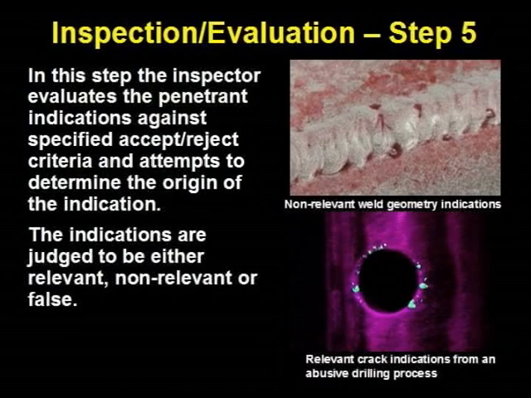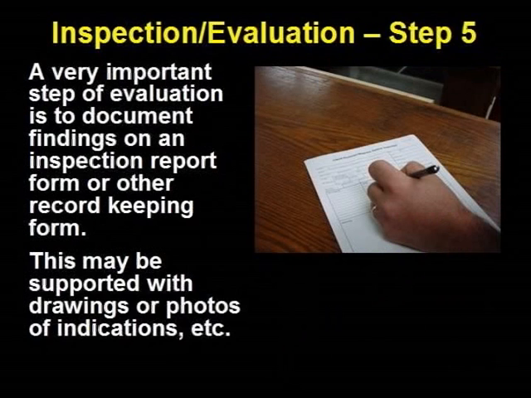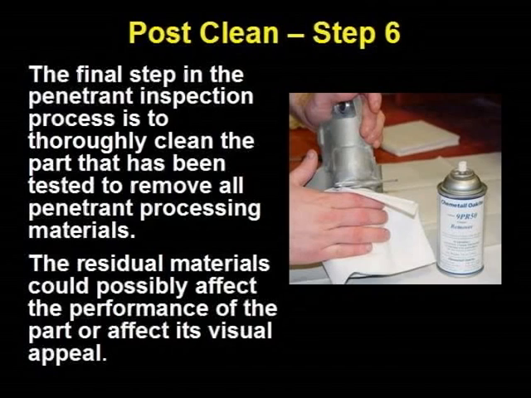There are specified accept-reject criteria used to evaluate the visible indications. The inspector attempts to determine the origin of the indication and judges each indication to be relevant, non-relevant, or false. Of course, the inspection is not complete until the findings are recorded either in writing or by drawings or photographs.